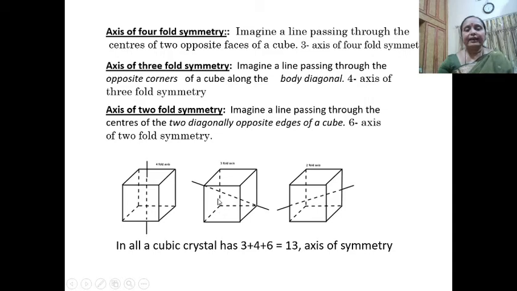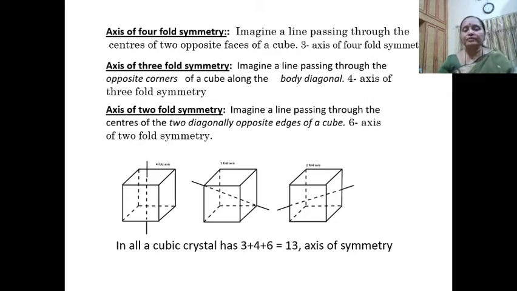Next is going to be threefold symmetry. In this case, the line is passing through the opposite corners. When this is rotated through 360 degrees, 3 times the identical type appears. In this case, the imaginary line will pass through the opposite corners of a cube. And here I will be able to see it three times while rotating it through 360 degrees. The identical pattern appears three times.